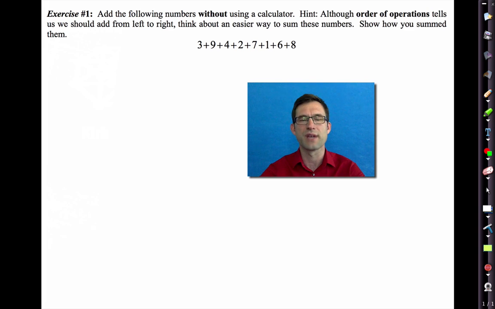But let's take a look at the first exercise, because I think this really gets to the heart of the matter. It says, add the following numbers without using a calculator. Hint: although order of operations tells us that we should add from left to right, in other words, we should do 3 plus 9, get an answer, then do plus 4, get an answer, then do plus 2, get an answer, etc. Think about an easier way to sum these numbers. Sum means to add up. Show how you sum them. So, take a moment and see if you can figure out a very easy way to add these numbers together.